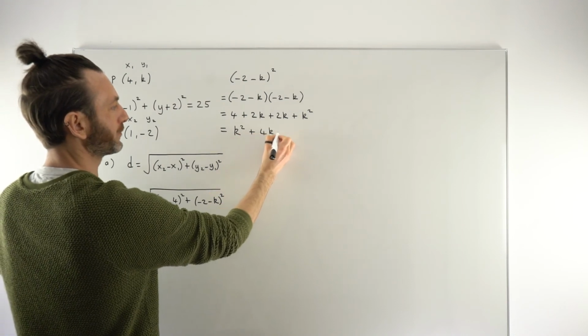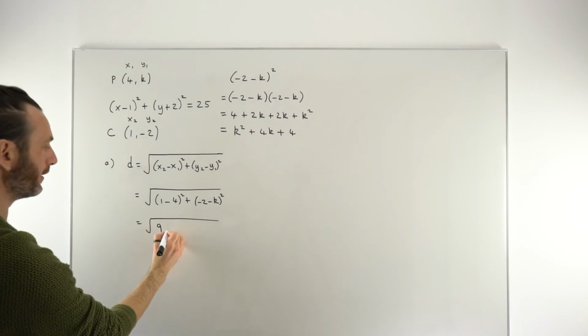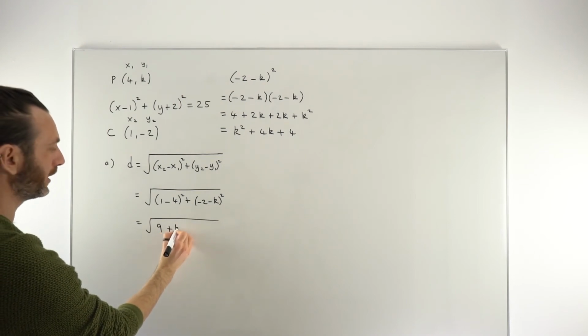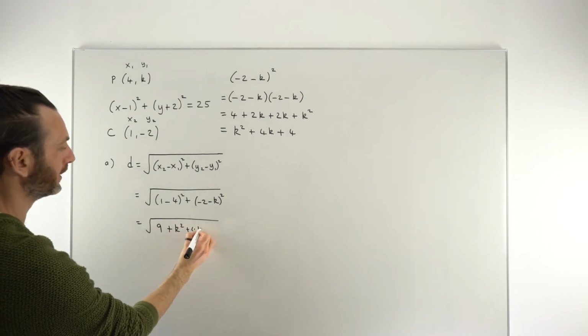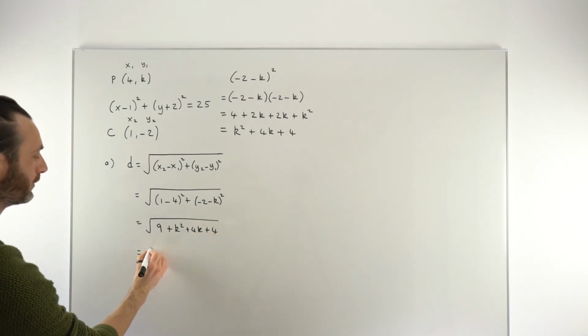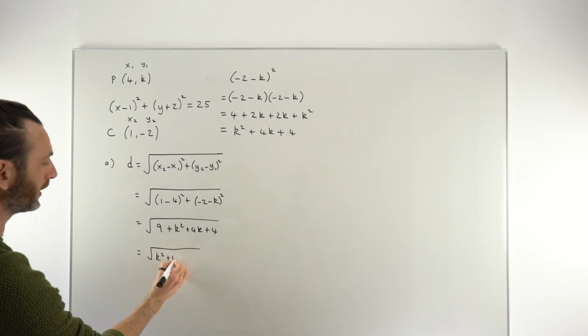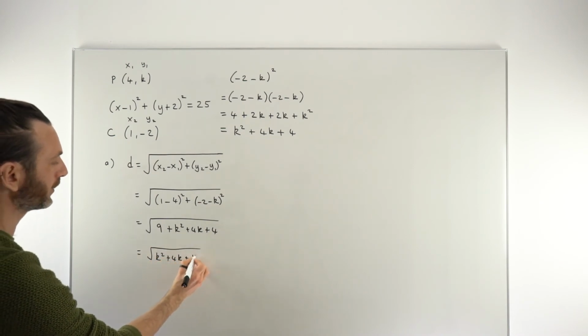2k plus 2k is 4k plus 4, like that. So this is going to become 9 plus k squared plus 4k plus 4. The 9 and the 4 would combine, and then I'm just going to reorder this as a trinomial to make it k squared plus 4k plus 13.